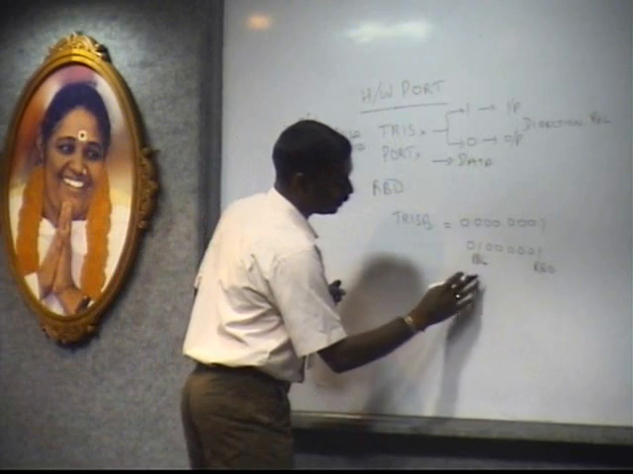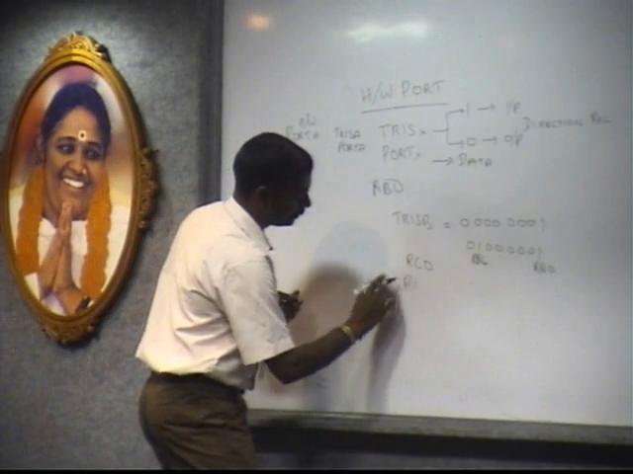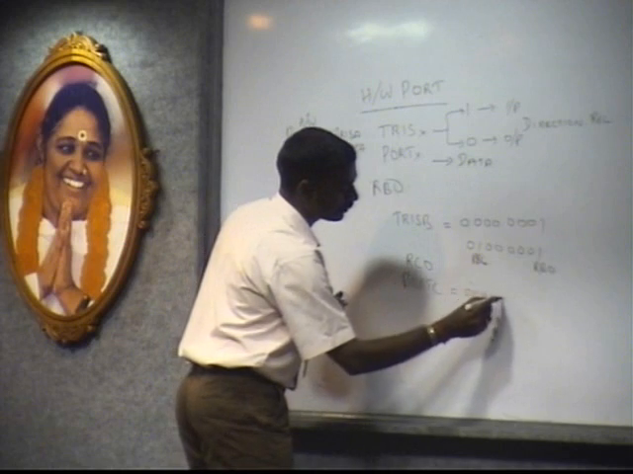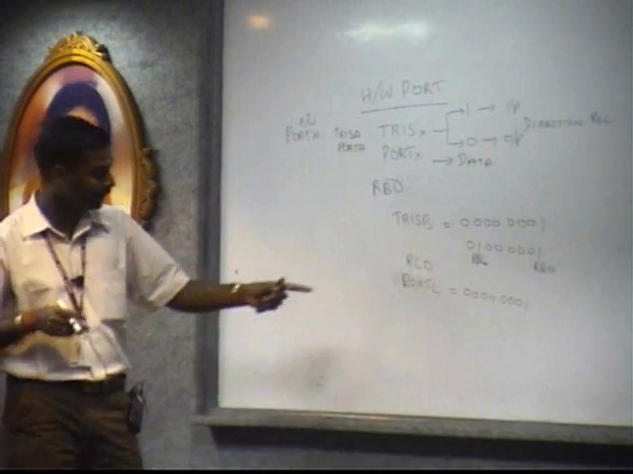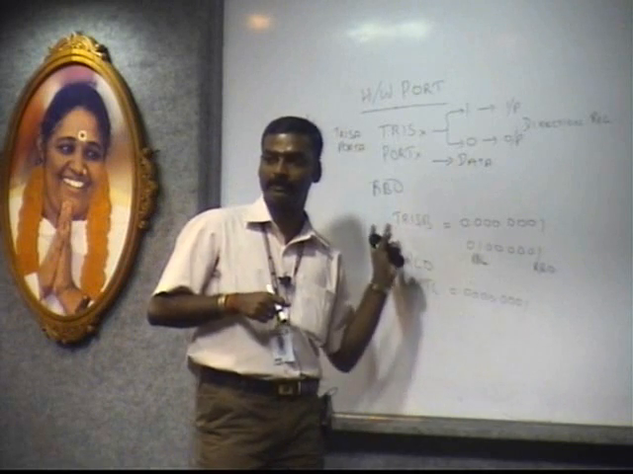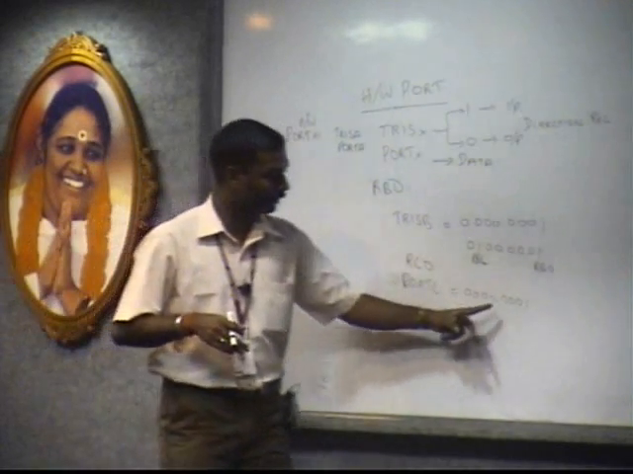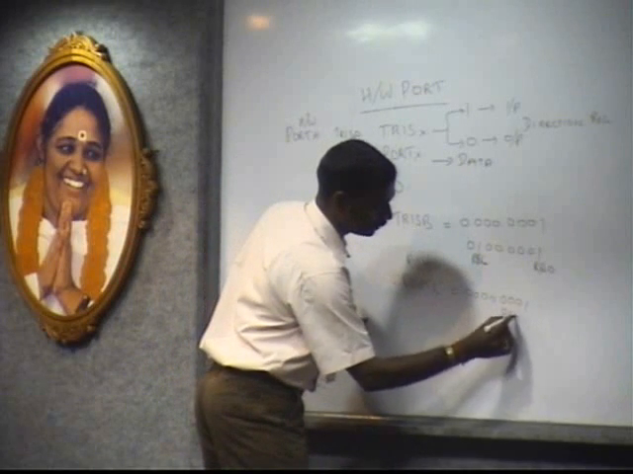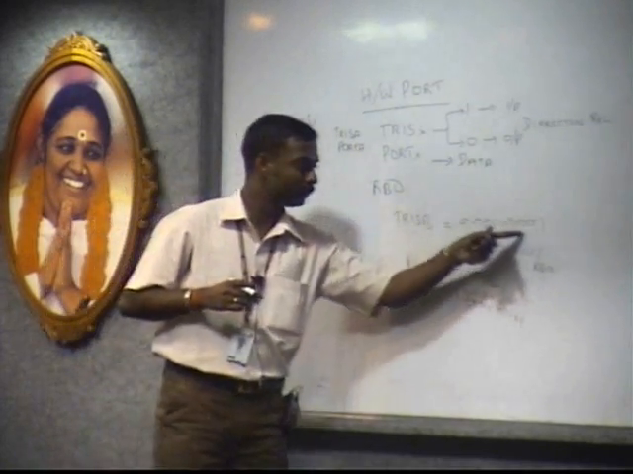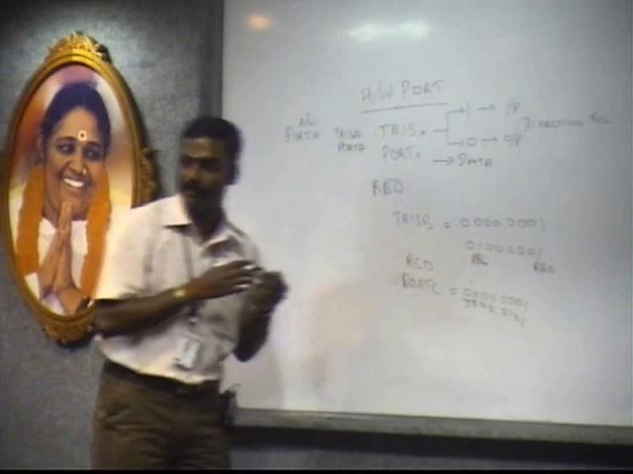And I need to switch on the LED which is connected to RC0. What value should I write into port C? Port C equal to 1. This means port C's 0th bit will be made 1. That means the LED connected at port C 0th pin will glow. I need to switch on one more LED here. So what will I write? I'll write 010. All the others will be 0. So this shows the data. This shows the direction. So depending upon the register you are writing, the functionality will be different.